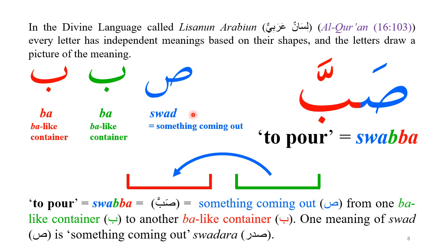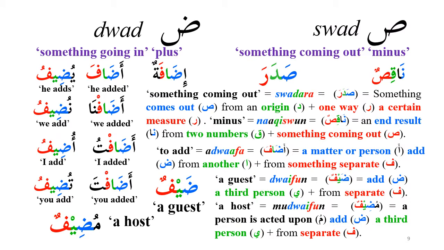Now, swad has a meaning of something coming out. I've seen it from this root sodara. So sobba means to pour. As you can see here, sin ba, this one sobba is written with the doubling of the ba, right? But actually there are two bas here, one ba and another ba, sobba. So actually what it means, swad is something coming out, one ba like from one container to another container, right? So the meaning is very clear, that swad means something like to come out.